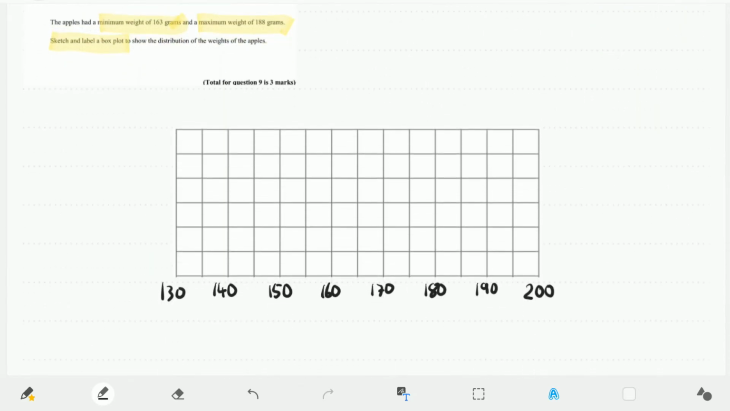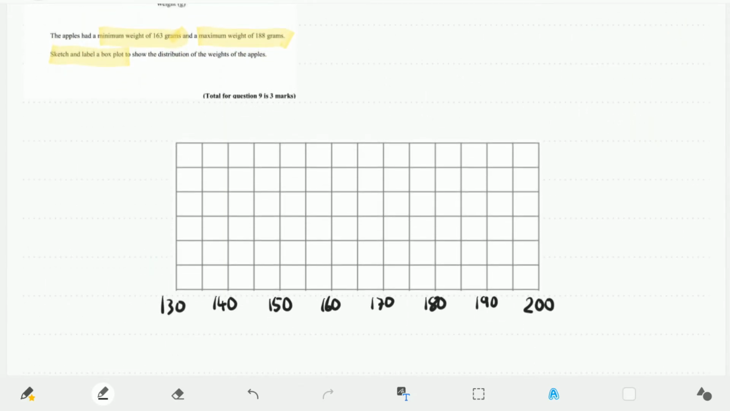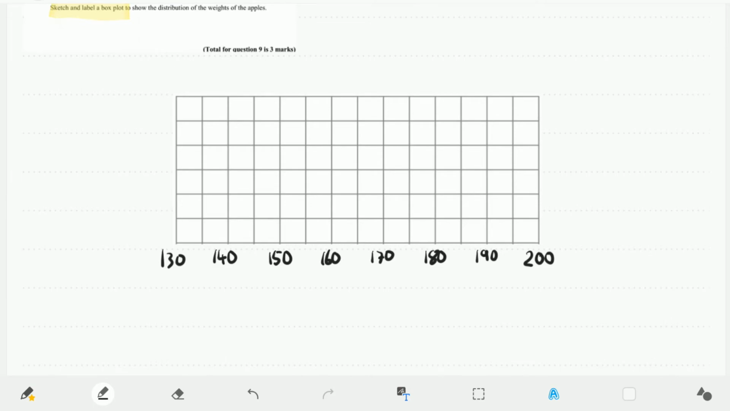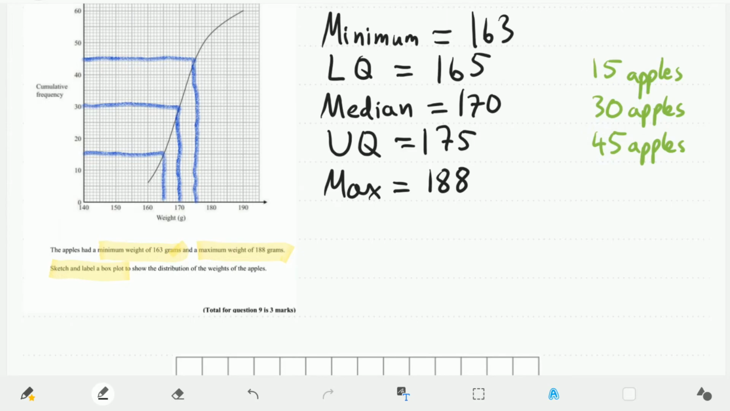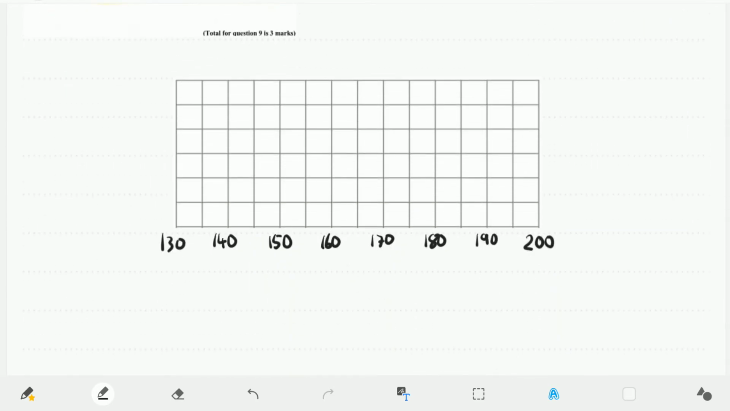So down here we have our graph where we're going to sketch it. So I've put it from 130 to 200. They could give you a graph which looks a bit different, but again, all we need to really have is between 140 and 190 because that's what the graph they've given us goes to. And we are going to label this as the weight in grams.